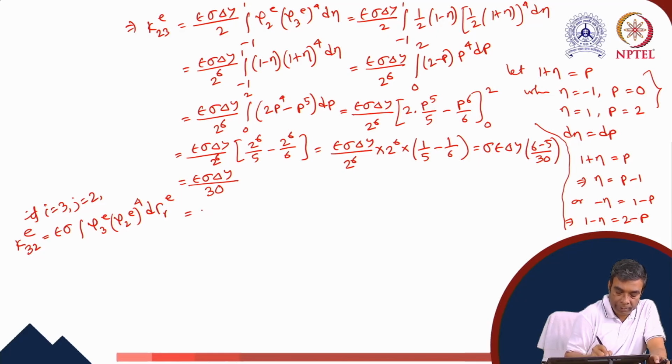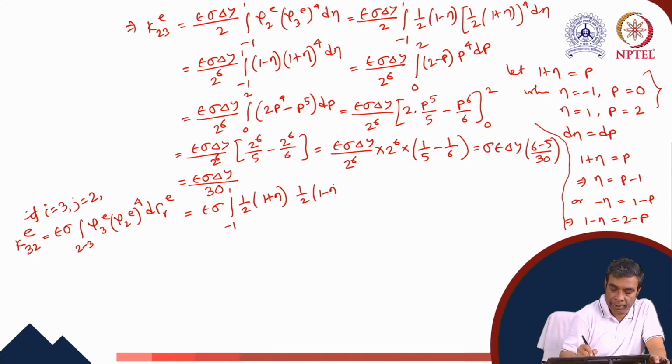This gives us epsilon sigma integration along minus 1 to 1. So psi 3e is half into 1 plus eta, psi 2e is half into 1 minus eta. So this is to the power 4, d gamma re, this is dy.